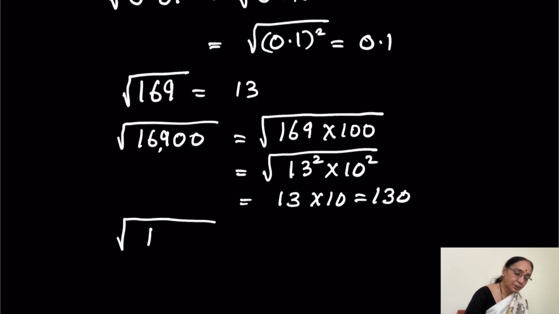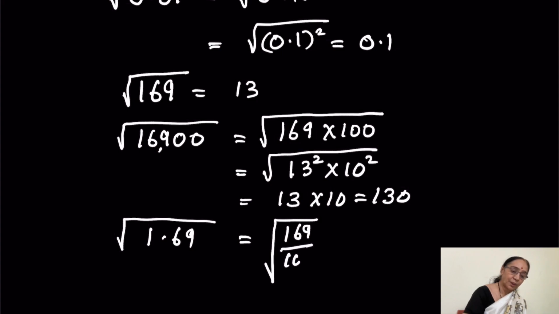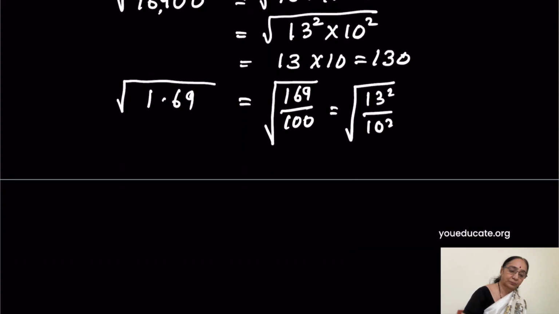Now what about the square root of 1.69? I'm using the same digits 1, 6 and 9. Now how to get the square root of 1.69? You can convert it into a fraction, 169 divided by 100. So this can also be written as the square root of 13 squared by 10 squared. Now extracting the square root from the radical, it will be 13 upon 10, which is 1.3.